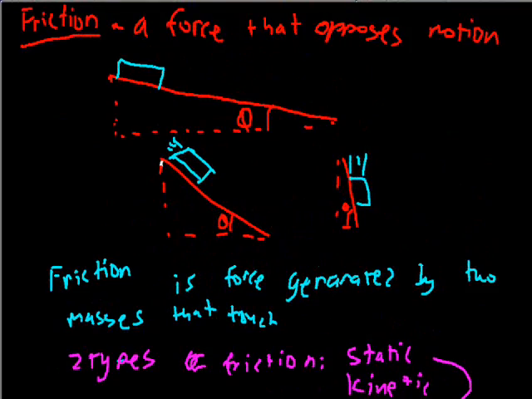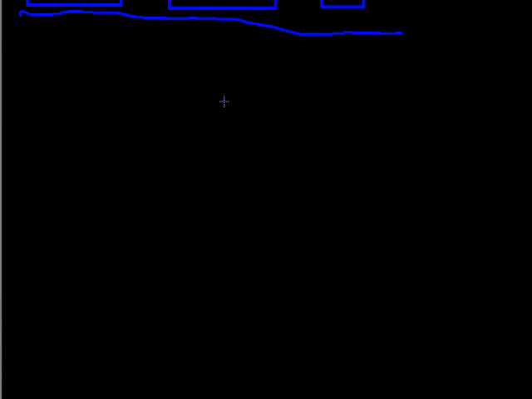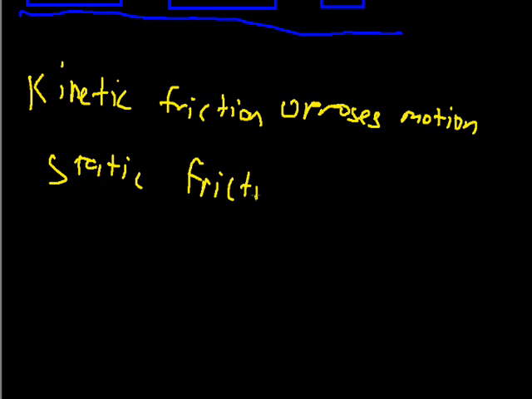So remember that it is opposing motion. However, when we looked at static friction, here, if I say that friction is the force that opposes motion, that's actually not 100% true. Kinetic friction opposes motion. However, static friction, the friction that's preventing the object from moving in the first place, is going to need a force to oppose.